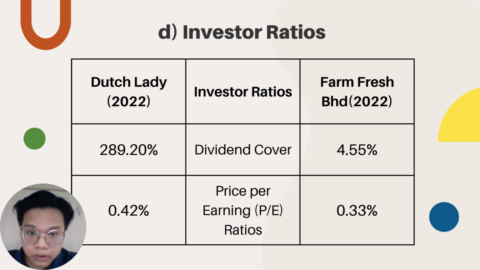The table above shows that Dutch Lady Milk Industry Berhad's investor ratios are better than Farm Fresh in 2022. According to the data, the dividend cover and price per earning ratios for Dutch Lady Milk Industry Berhad are 289.2% and 0.42% respectively, whereas for Farm Fresh, they are 4.55% and 0.33%. This clearly proved that Dutch Lady Milk Industry Berhad was more recommended compared to Farm Fresh Berhad.